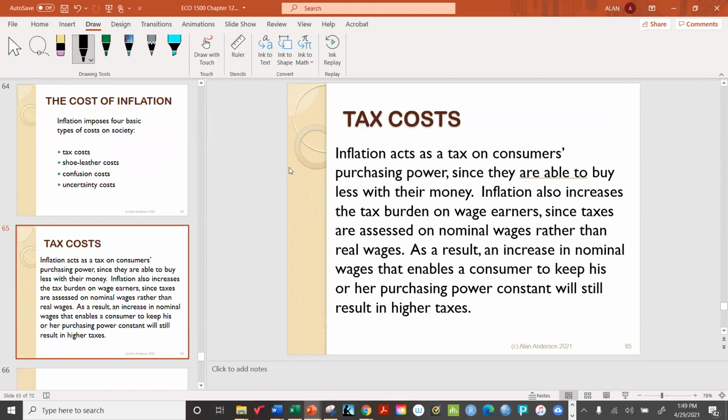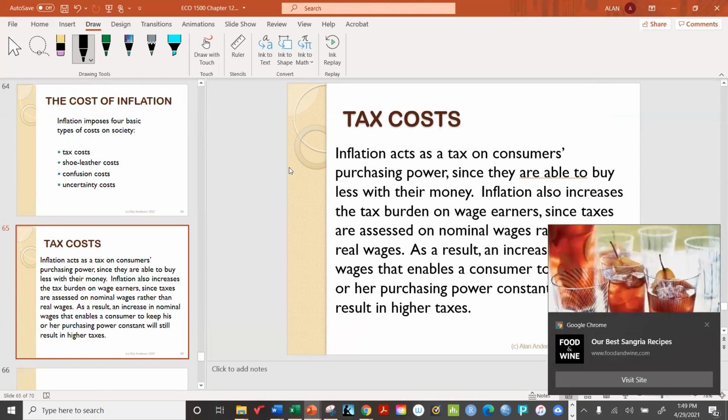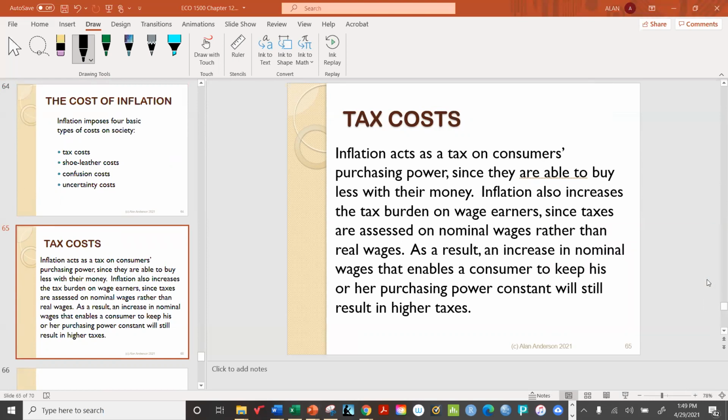Now, you know that taxes are imposed on nominal wages, not real wages. So if our incomes rise just enough to keep up with the rate of inflation, we might find ourselves paying higher taxes. The tax code is to a certain degree indexed to the rate of inflation, but you still might find yourself paying more in spite of having the same real income. Either way, this has the potential to increase the amount of taxes that we get stuck paying.